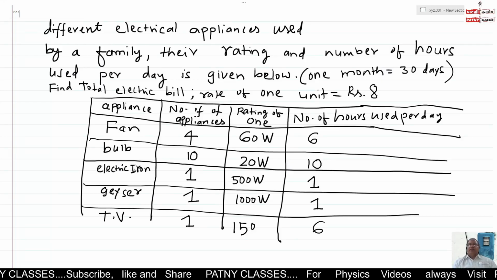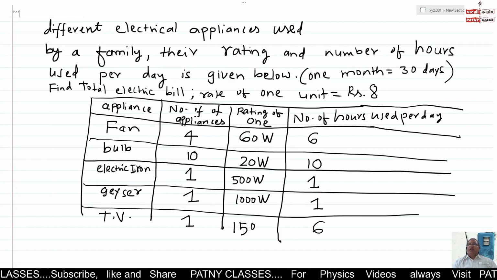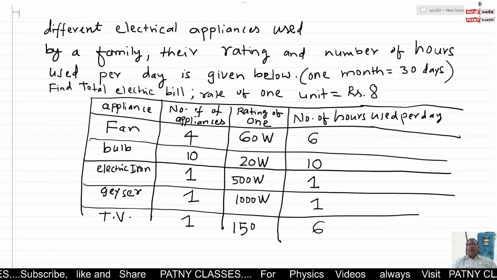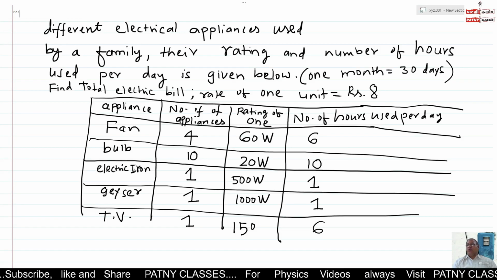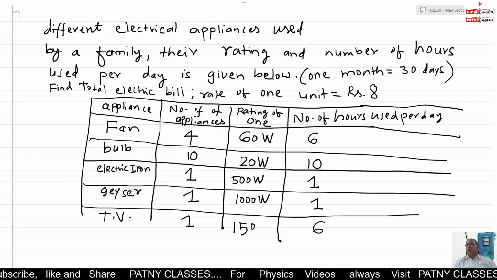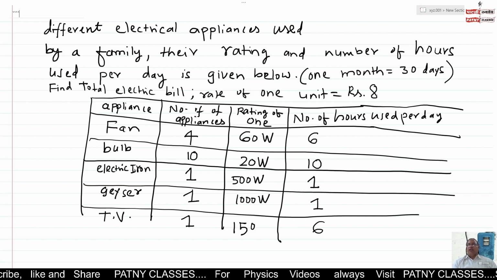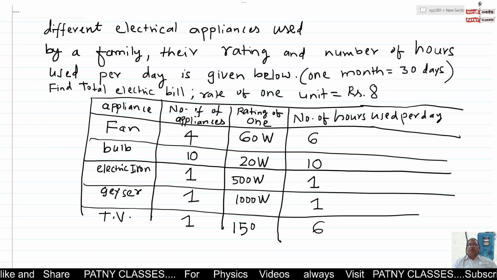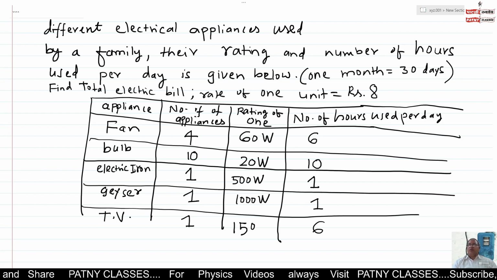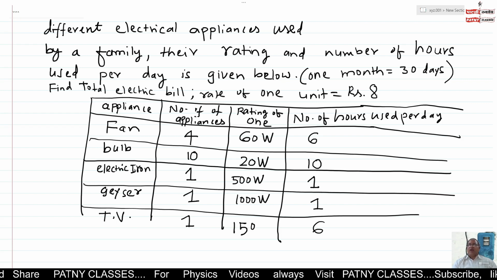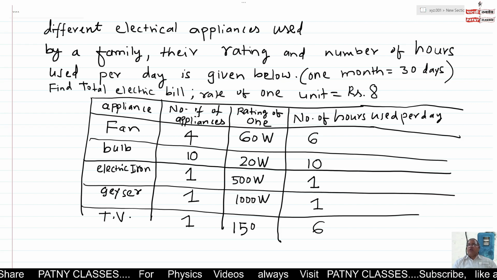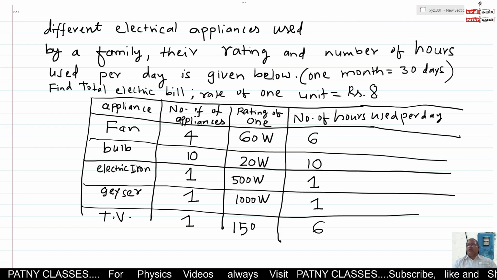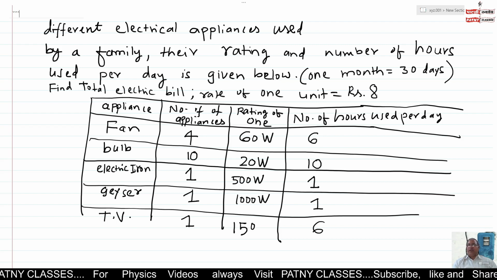The problem is like this: different electric appliances used by a family, their ratings and their number of hours used per day are given below. 1 month equals 30 days. Find the total electric bill. Rate of 1 unit equals rupees 8. The number of fans is 4, the rating of one fan equals 60 watts, and every day it is used for 6 hours per day.